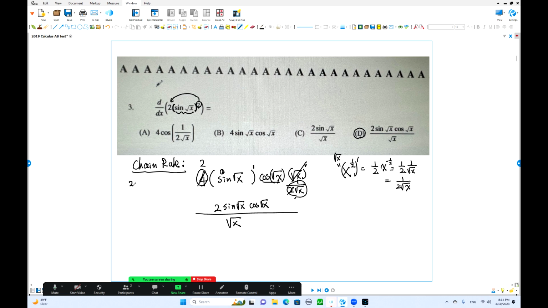There are 3 chains there. The first one is the power. The second one is sine. The last one is square root x. It's okay, right? There are 3 chains. That's why we multiply 3 times, 1, 2, 3 over here, okay?